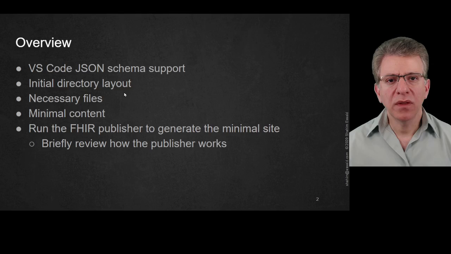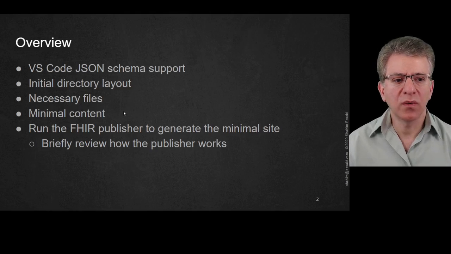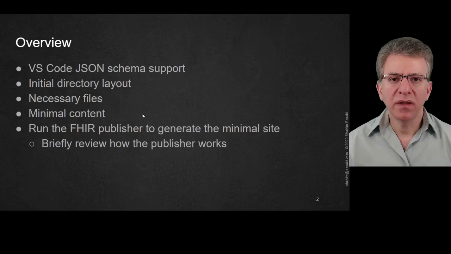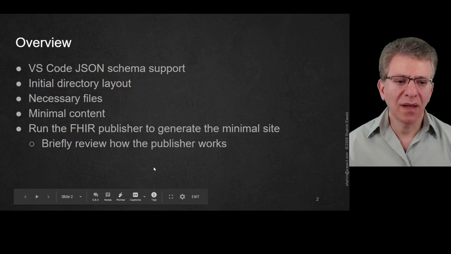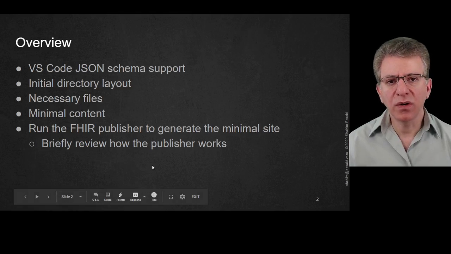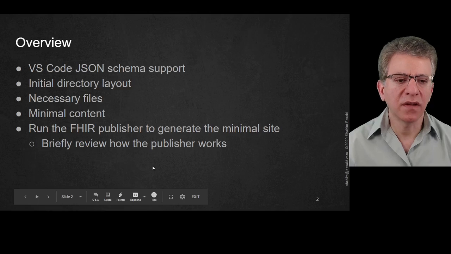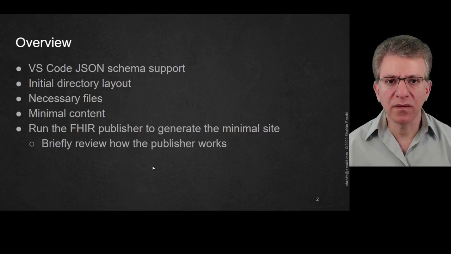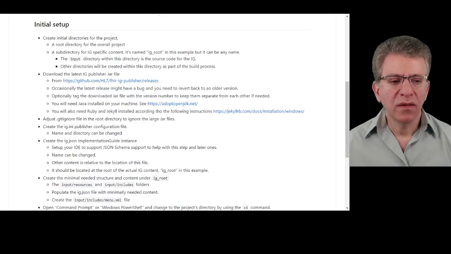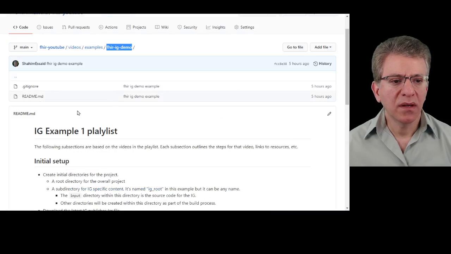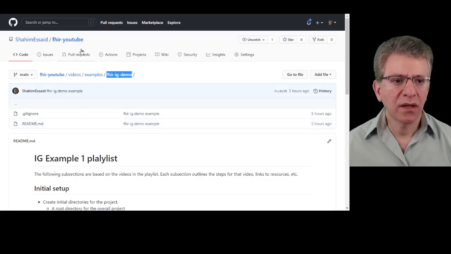Then I'll walk through the directory layout that you need, the minimum directory layout and minimum files and content to get the tooling working. And then we'll run the FHIR publisher to generate the minimal empty website. Once that's all working, then we could go on and develop stuff iteratively with this initial setup. So what you see in this video will be committed and pushed to GitHub.